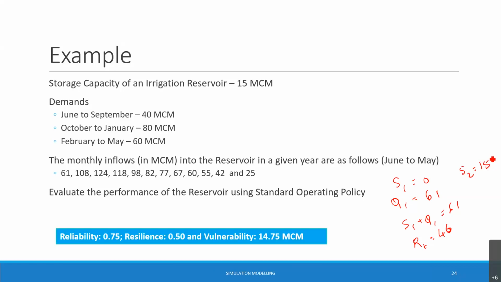Say out of 12 months, I'm able to meet the demand for 9 months, but 3 months I'm not able to meet it. So that means my reliability is 0.75. But the resilience, which is the ability of the system to come back to normalcy, is 0.5. And the vulnerability: wherever there is a deficit, I took the average deficit. So the average deficit is around 14.75 MCM. When you're not able to meet the demand, the deficit is in the range of 14.75.